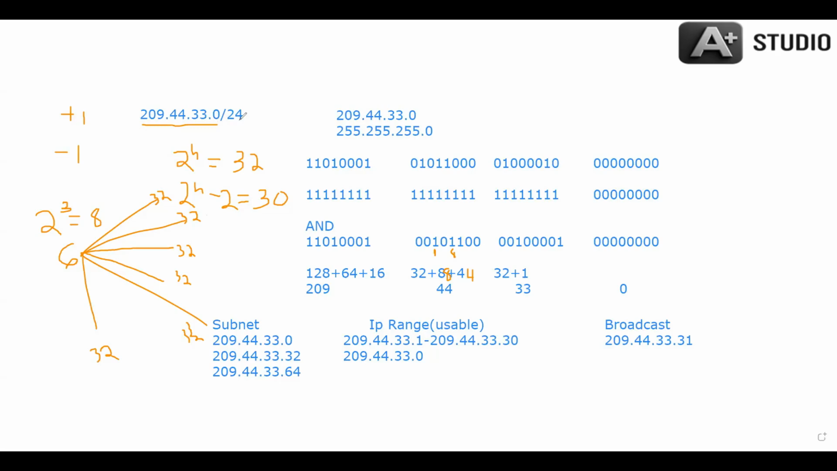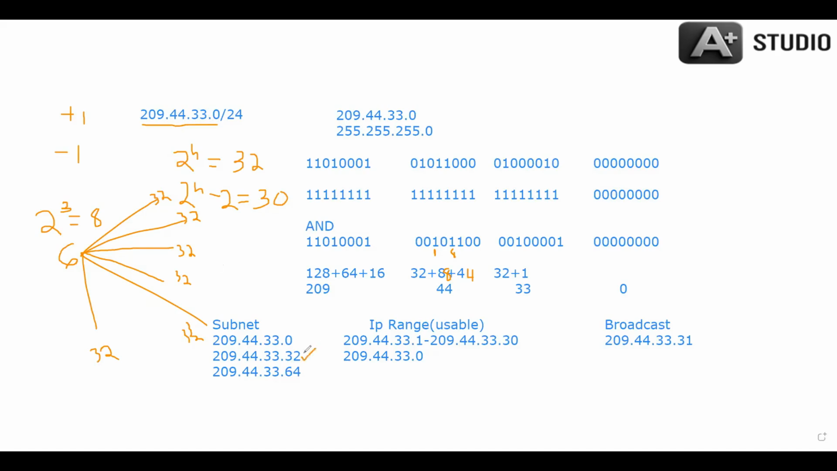So if this is the network address, then to get the next network, we must add 32 to this network to get the next network, because we need a range of hosts within that particular network.